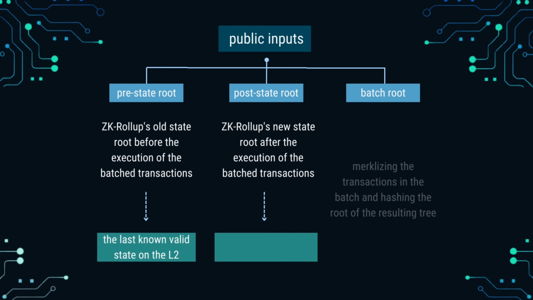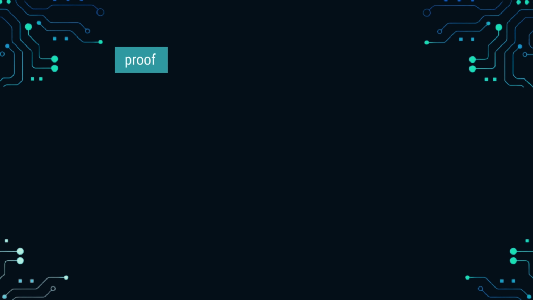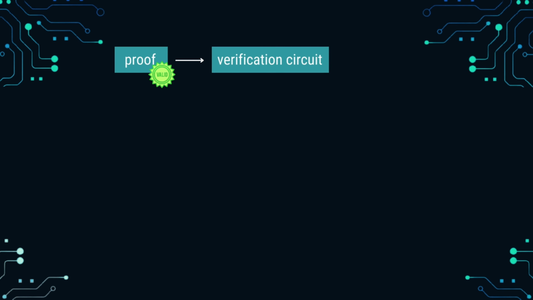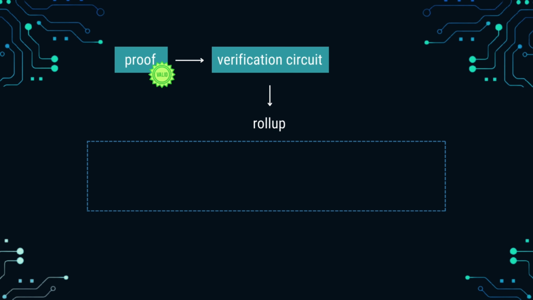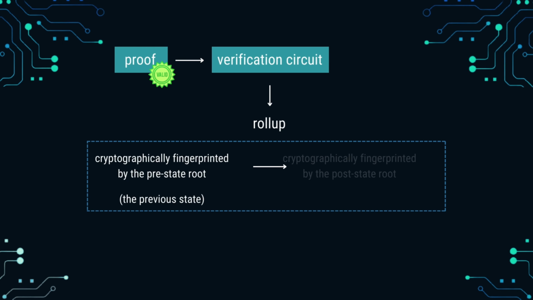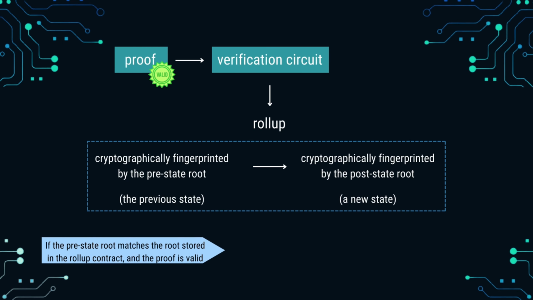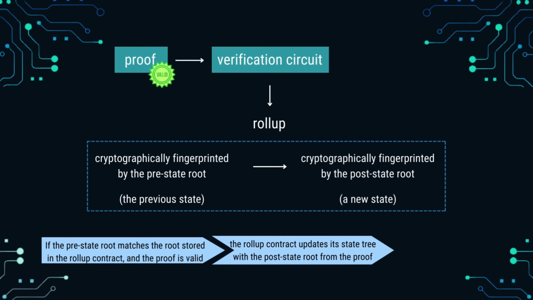The proof also includes the batch root, derived by Merkleizing the transactions in the batch and hashing the root of the resulting tree. Finally, the transaction inputs contain data associated with the transactions executed as part of the submitted batch. If the proof satisfies the verification circuit, indicating its validity, it confirms the existence of a sequence of valid transactions that transition the rollup from the previous state to a new state. If the pre-state root matches the root stored in the rollup contract, and the proof is valid, the rollup contract updates its state tree with the post-state root from the proof, thereby reflecting the changed state of the rollup.